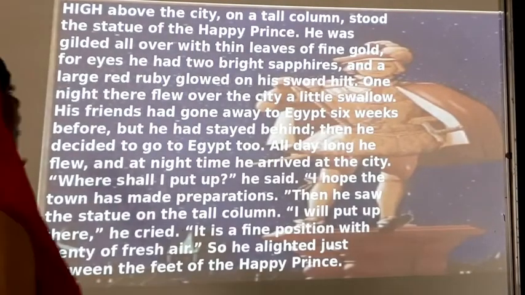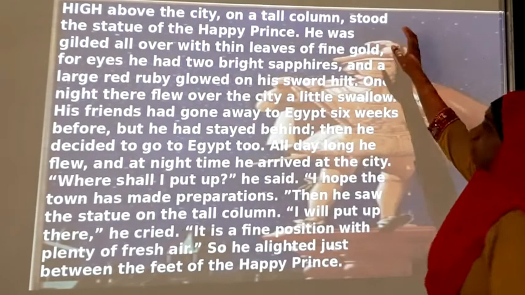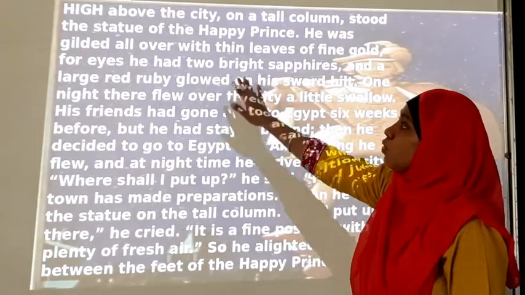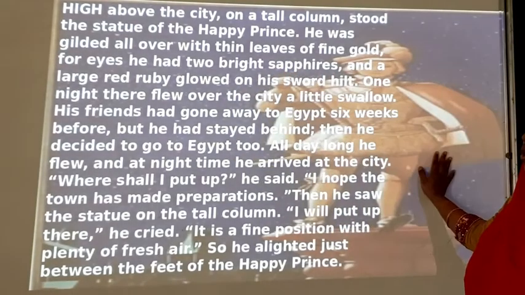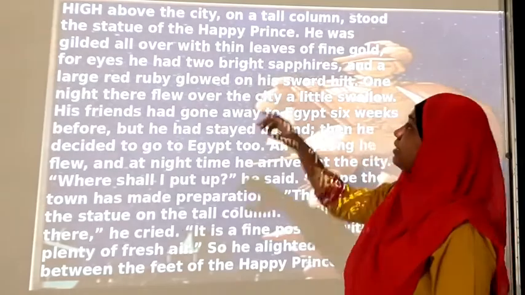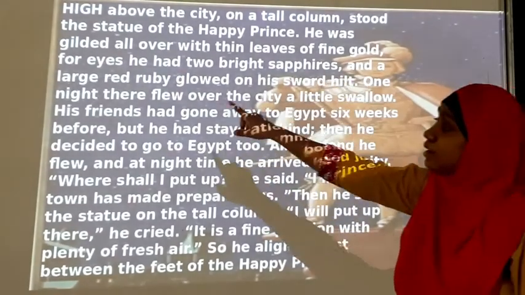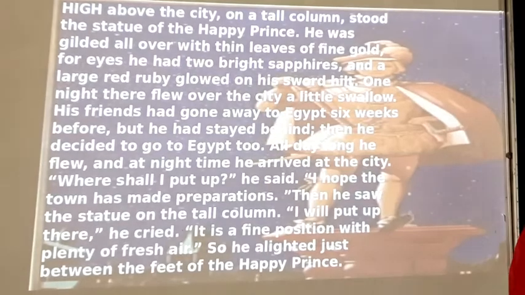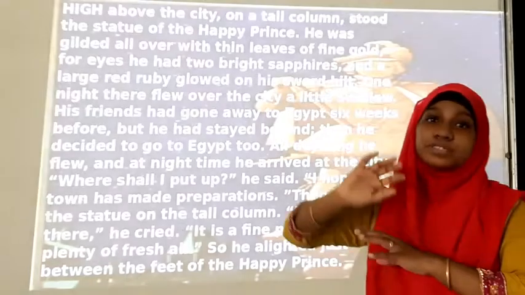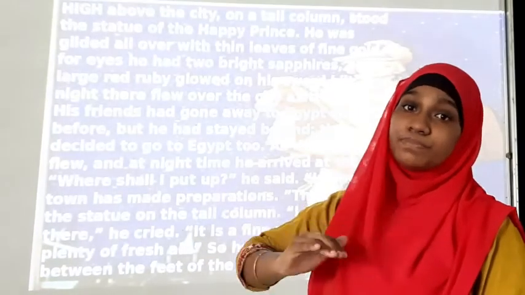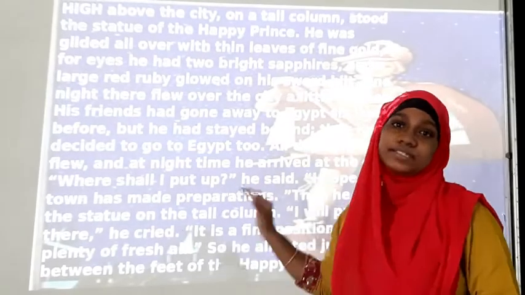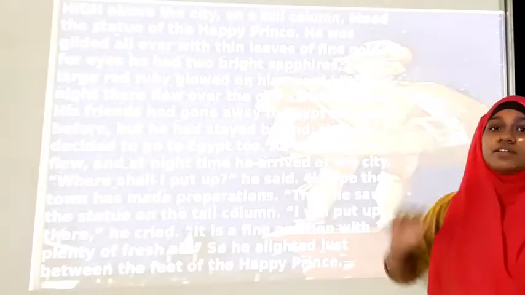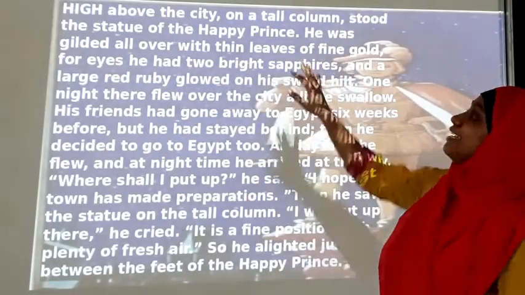So see here, far above the city, on a tall column stood the statue of the Happy Prince. He glittered all over with thin leaves of fine gold. For eyes he had two bright sapphires, and a large red ruby glowed on his sword hilt. So high above the city, on a very tall column, stood the statue of the Happy Prince.